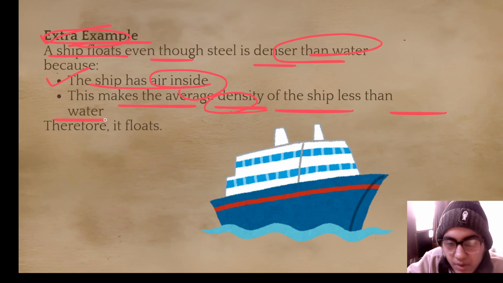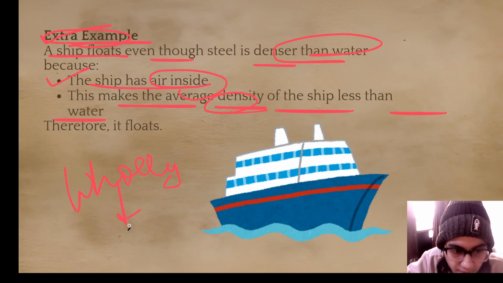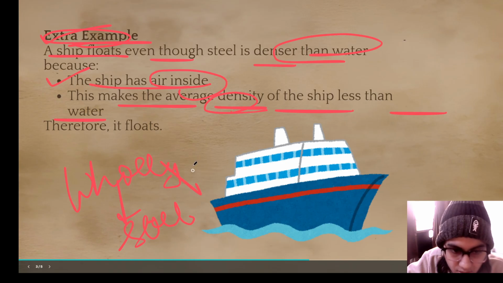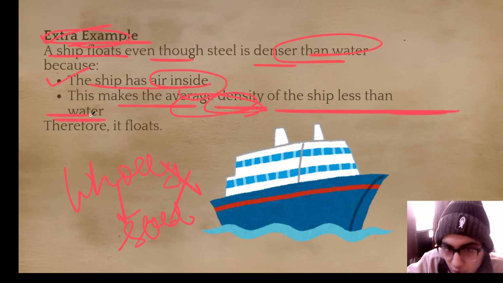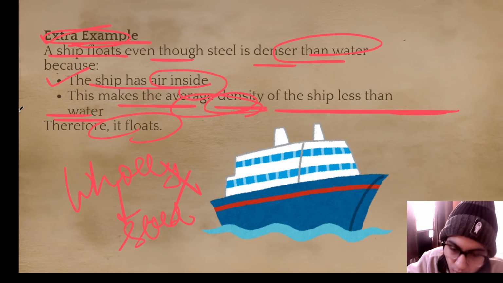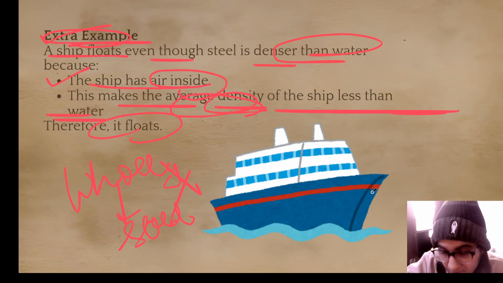We know that the ship is not wholly made of steel. It is not the case. There are some rooms and storage spaces in the ship. Because of that, air fills those spaces and makes the whole density of the ship less than the water, and because of that the ship floats on water. So I hope this example is clear to you all.